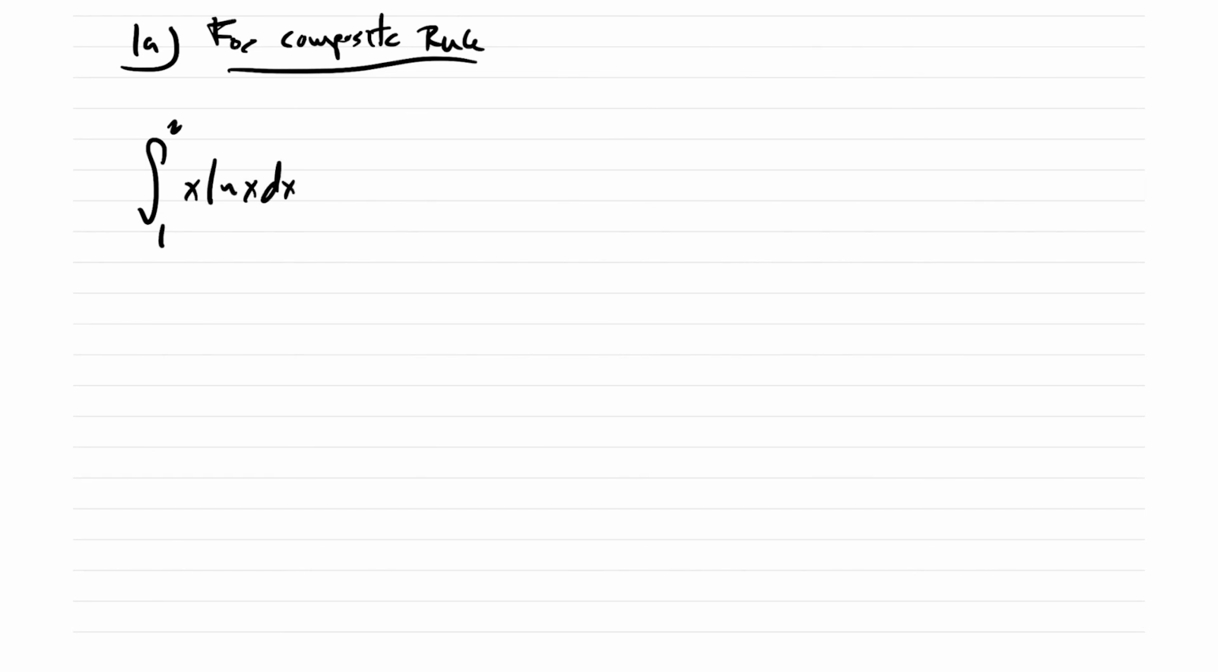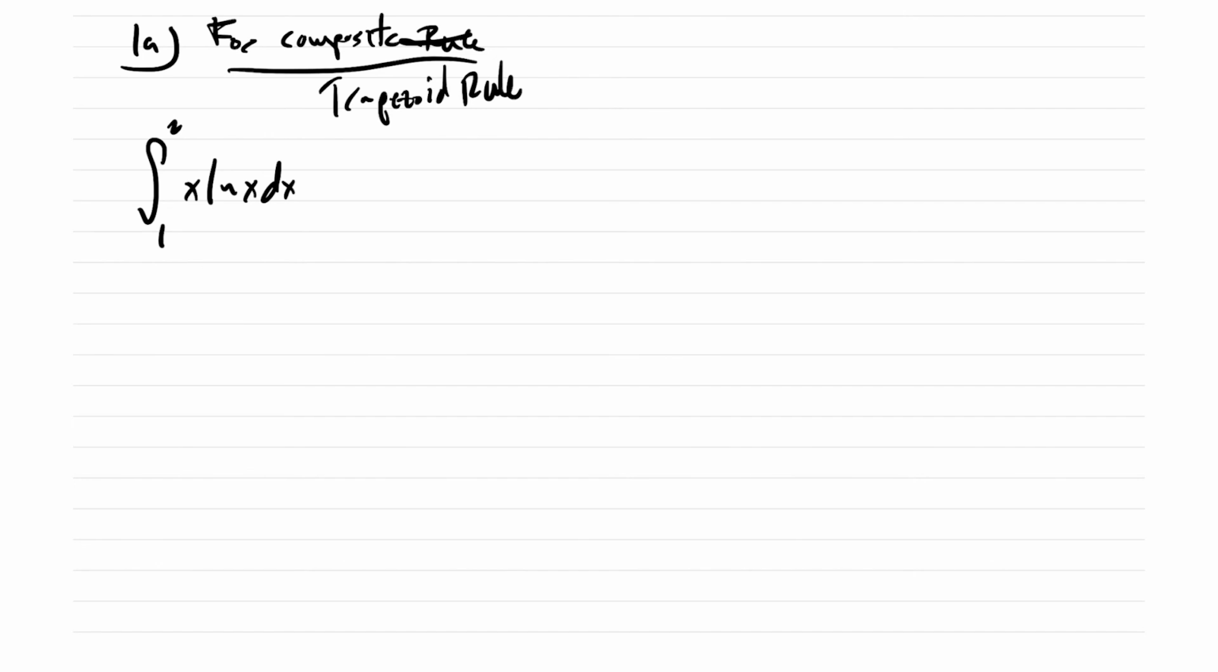So here we're looking at 1A for the composite rule. If you look at the PDF for the homework, this is actually the second chunk of the integral homework. We're taking a look at the integral from 1 to 2 of x ln x dx, and we're looking at the trapezoid rule, so the composite trapezoid rule.